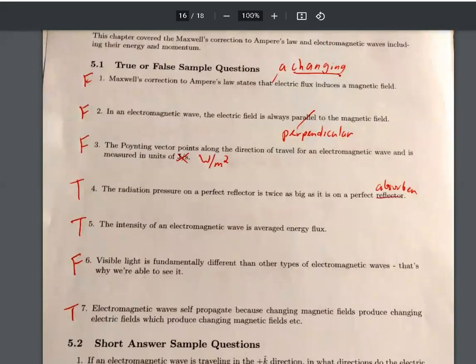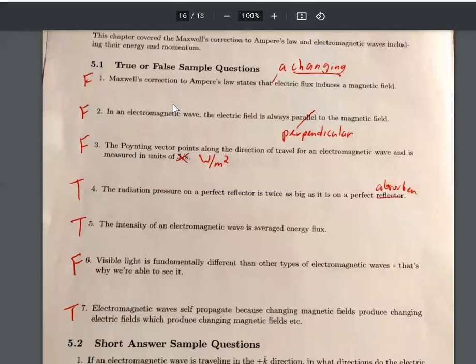All right, last chapter, electromagnetic waves. All right, so Maxwell's correction to Ampere's law states that a changing electric flux induces a magnetic field. Just like the magnetic flux had to be changing to induce an electric field, the electric flux has to be changing to induce a magnetic field.